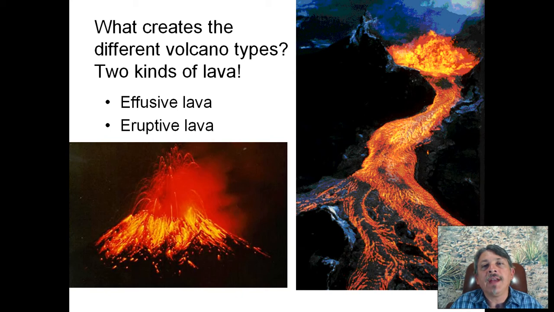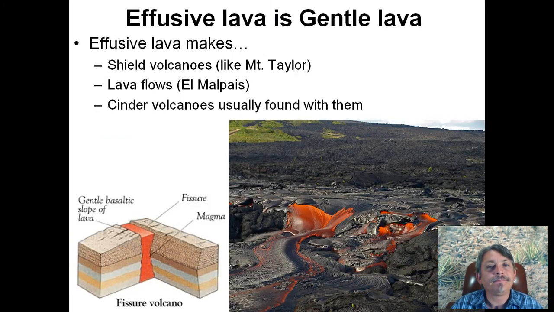So we have two different types of lava, and one is called effusive and the other one is called eruptive. Effusive lava is gentle, eruptive lava is violent. So effusive lava can make shield volcanoes, and lava flows and cinder volcanoes are usually found with them. They flow along the ground and form these vast fields of basalt rock that, when cool, start to slowly over time crack and form these very rough badlands. And that's what they were called in Spanish, malpais, or badlands.